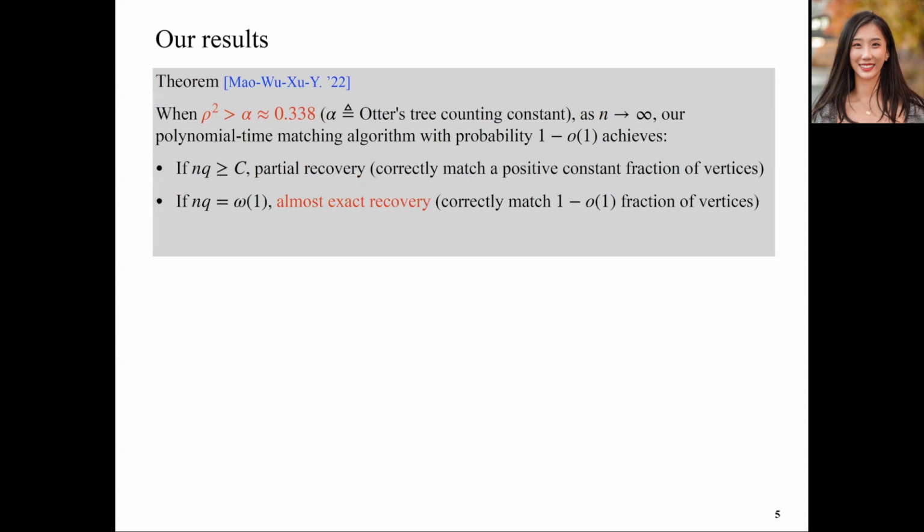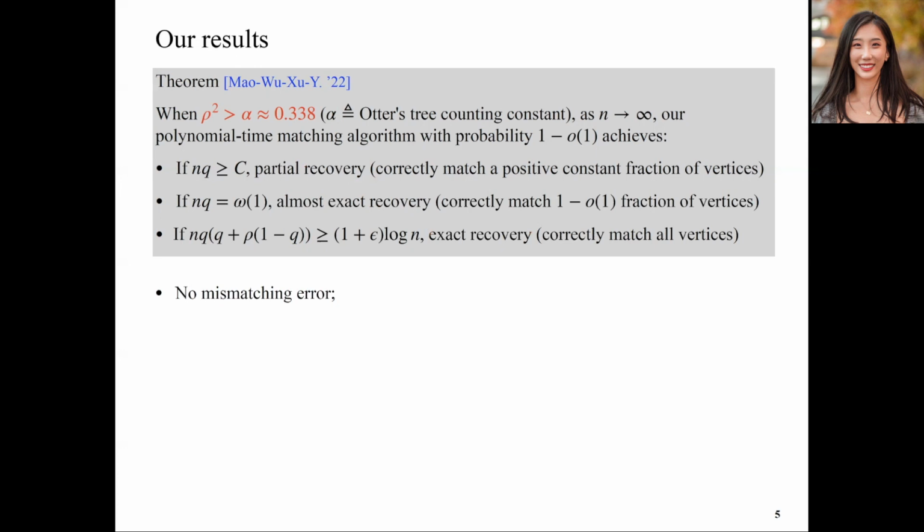If the graph gets even denser, here just meaning that the average degree of A and B diverges as the graph size diverges, then our algorithm could achieve almost exact recovery. That means we can correctly identify almost all users between the two networks. If the graph gets even denser and the following conditions are satisfied, then we can achieve exact recovery. That means we can correctly identify every user between the two networks. One thing to emphasize is that our algorithm does not make any mismatching error. In other words, it will never say your account corresponds to another person's account across two networks.